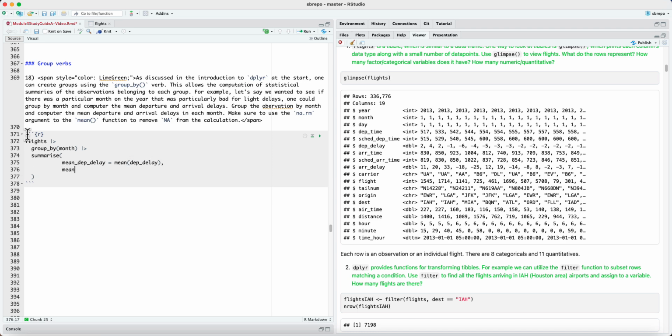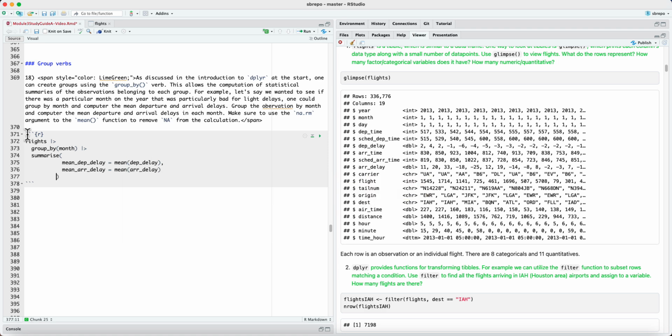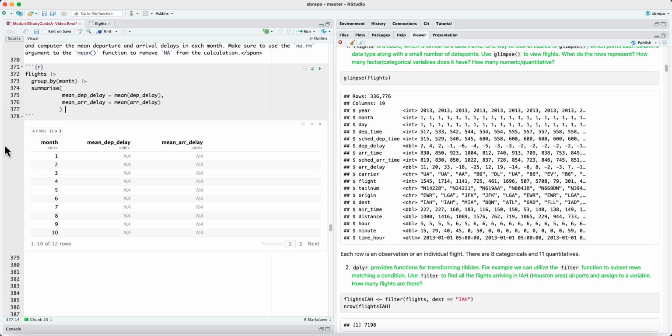And we could also compute the mean arrival delay, which is the mean of the arr_delay variable. And then we can just have a look at the table, and we run into a problem. The problem is that we get a bunch of NAs for both the mean departure delay and the mean arrival delay.